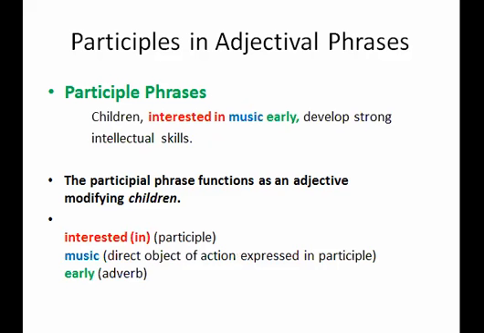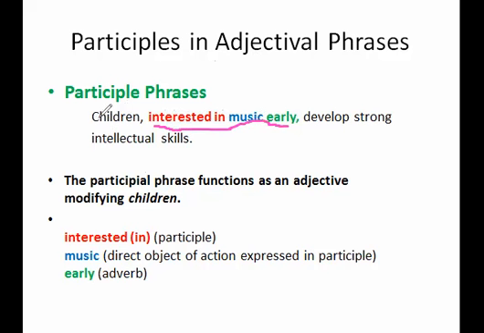Children, now this is the third kind, where the participle phrase can come in the middle of the sentence. Children, now the main sentence is children develop strong intellectual skills. Now, the adjective is what kind of children? The ones who are interested in music at an early age.